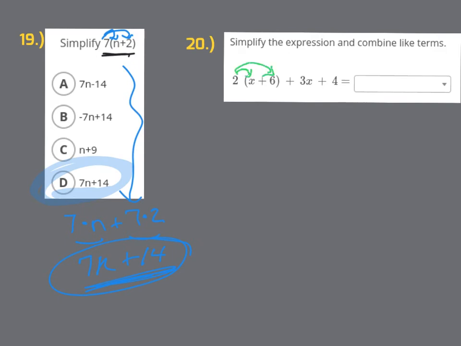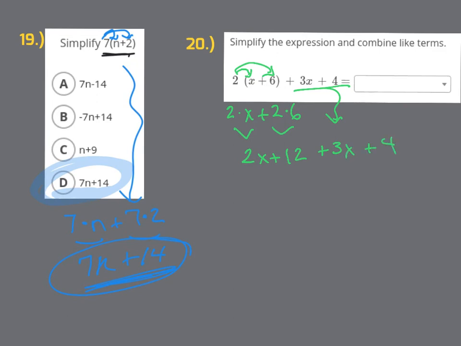Woo! So, that means everybody gets a 2. 2 times x plus 2 times 6. So 2 times x is 2x plus, I brought down that plus, it's very important, 2 times 6 is 12. Pay attention, sometimes that's a minus and not a plus. I'm going to bring down the rest of this problem now. So I've got plus 3x plus 4.